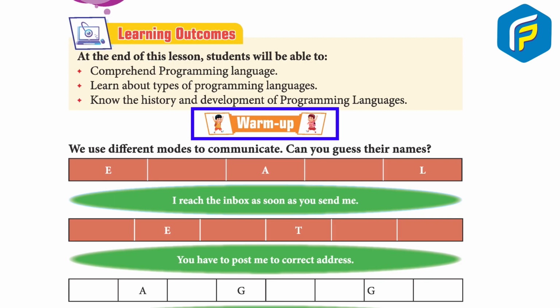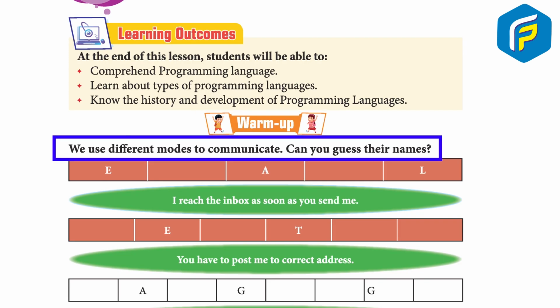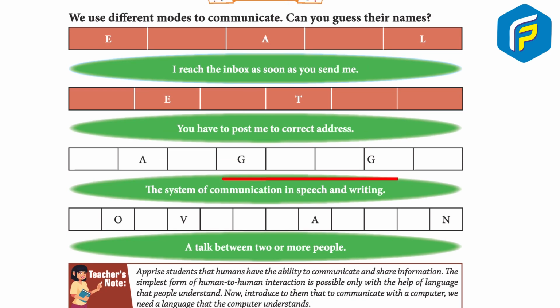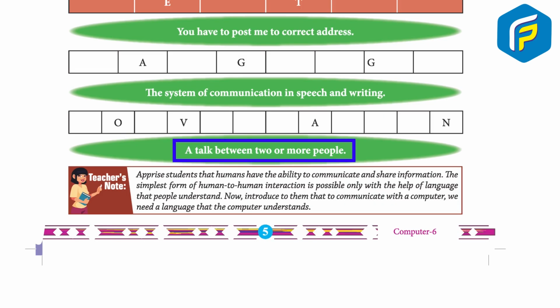Warm up. We use different modes of communication. Can you guess their names? I reach the inbox as soon as you send me. You have to post me at the correct address. The system of communication in speech and writing. A talk between two or more people.